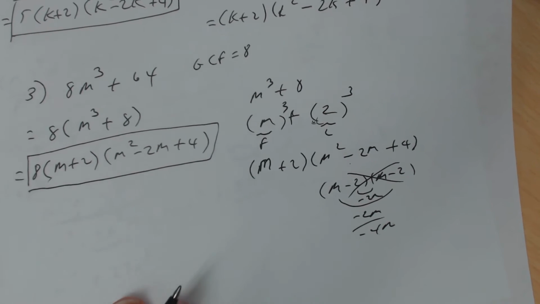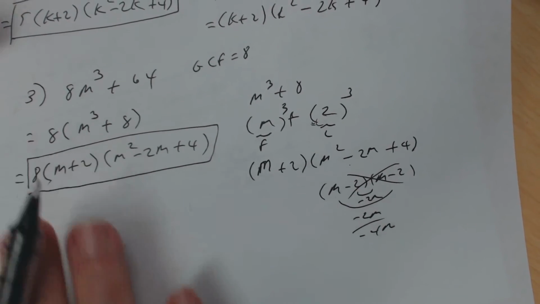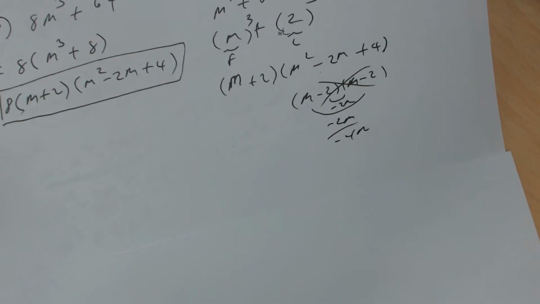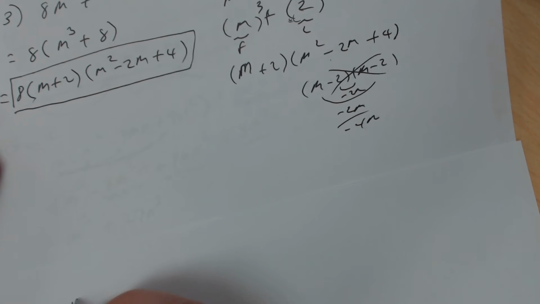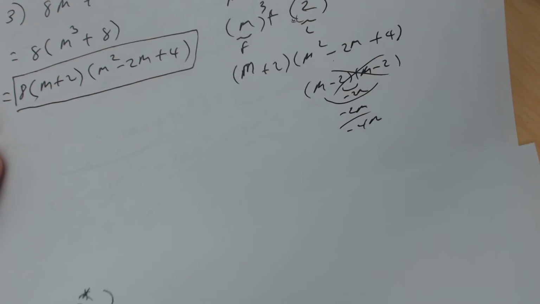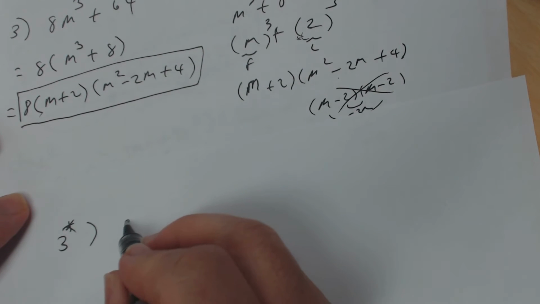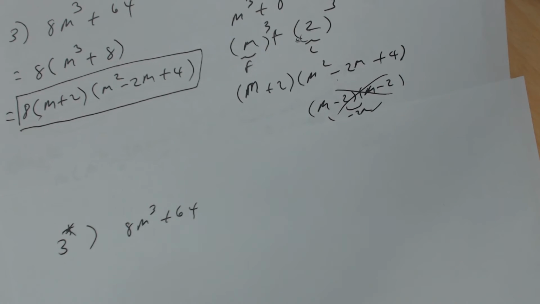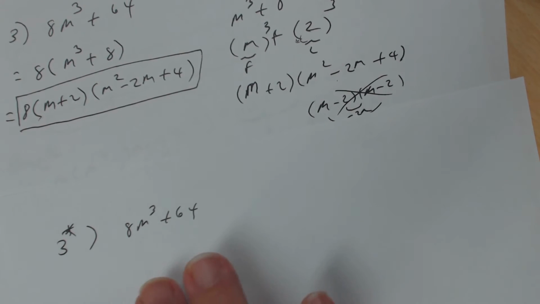Okay, now let's suppose in this example, we're going to do this same example again, because I just want to show you something. Let's suppose that, I'll put this as 3 star. So let's suppose I want to factor 8m cubed plus 64. And let's suppose that I did not find the GCF.